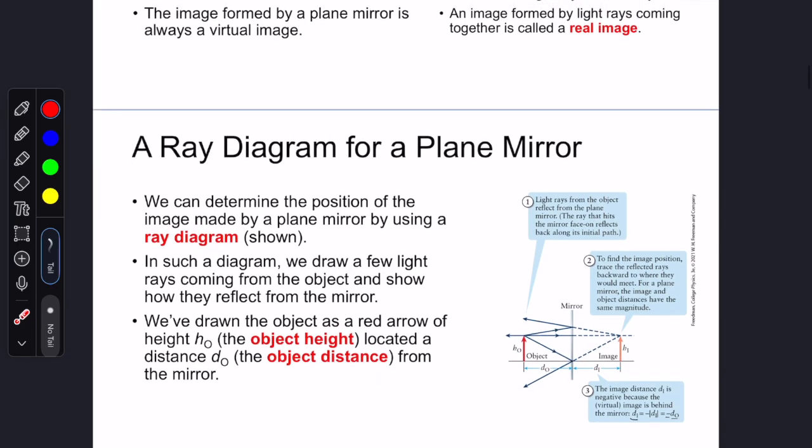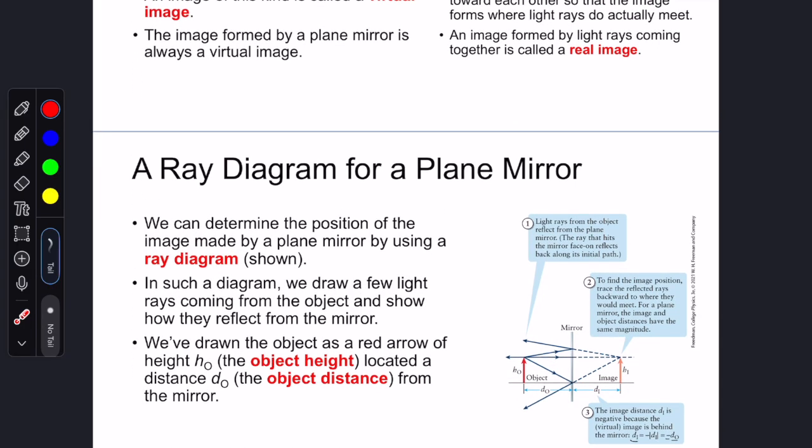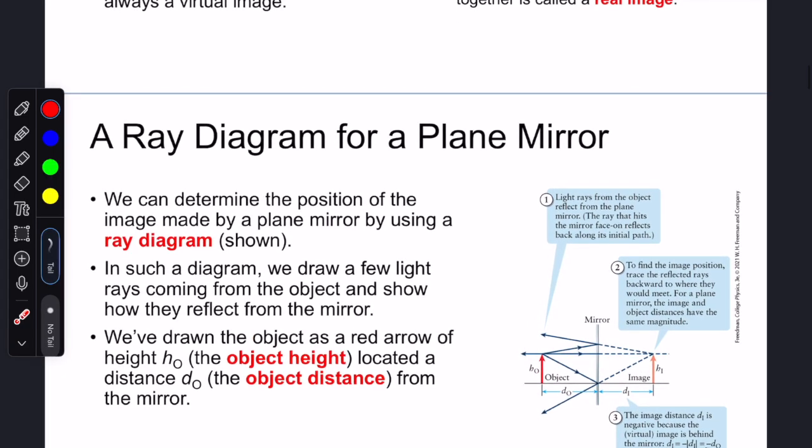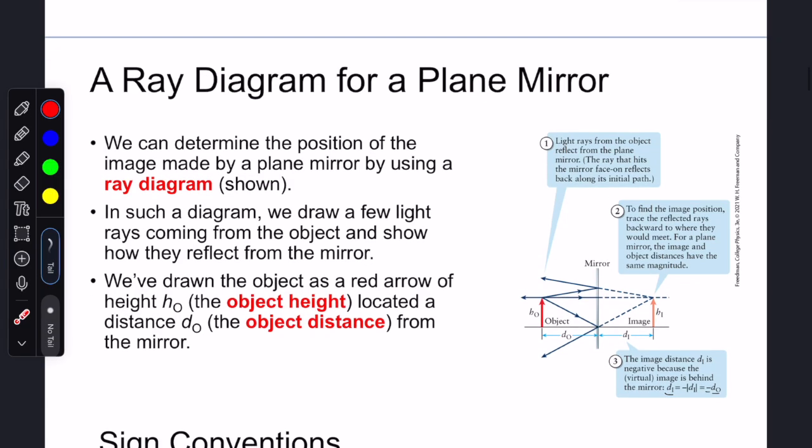So let's look at a ray diagram. A ray diagram is how to determine graphically where an image would be. So let's look at a ray diagram for a plane mirror. I'm not going to be asking you to construct them, but I'm going to explain how they are constructed to help you interpret a ray diagram.